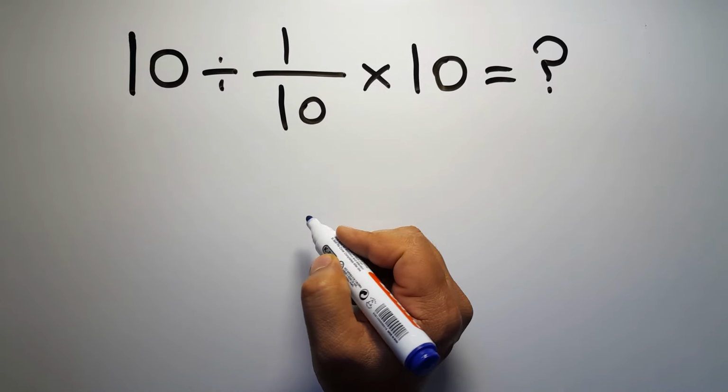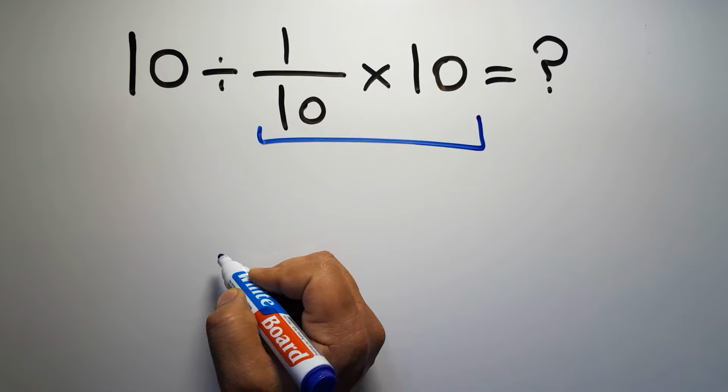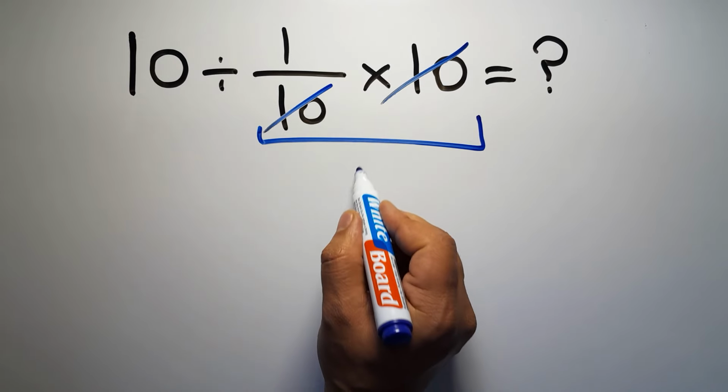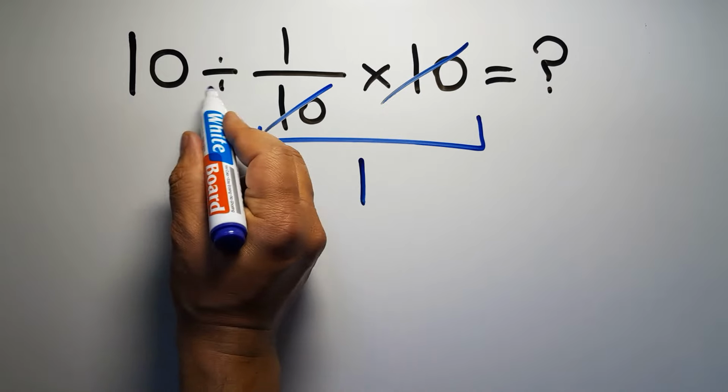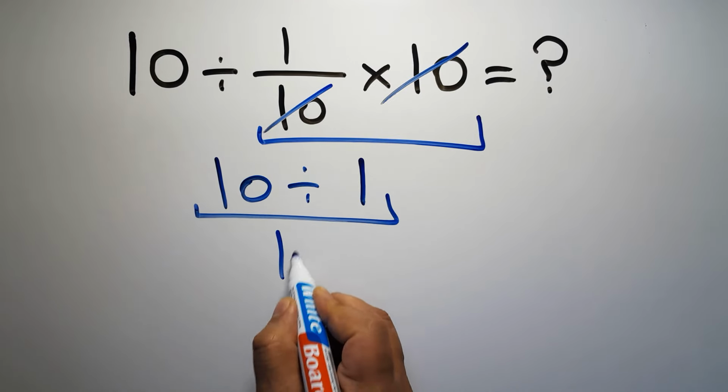First we do this multiplication. 1 over 10 times 10. We can easily cancel this 10 and this 10. So here we have just 1. And the 10 divided by 1 gives us 10.